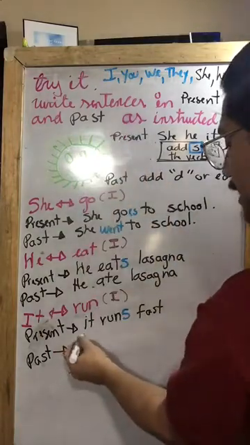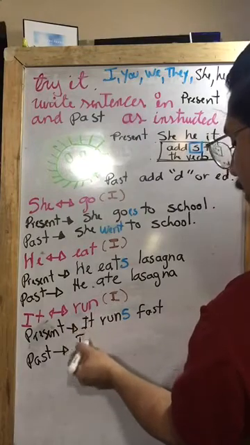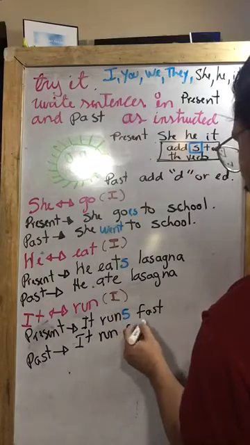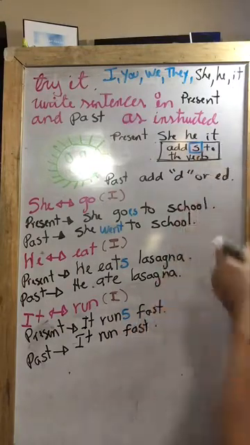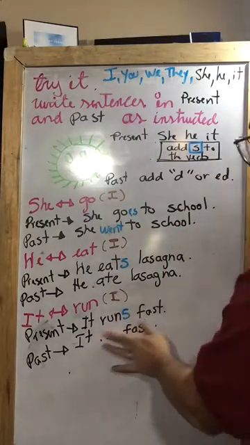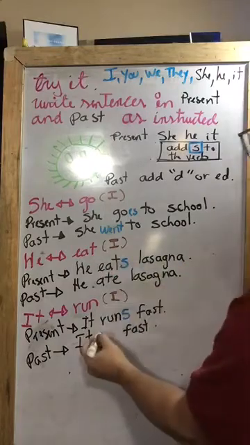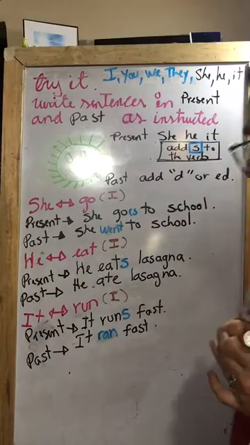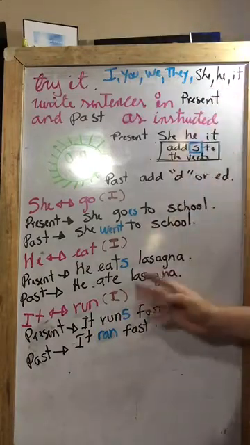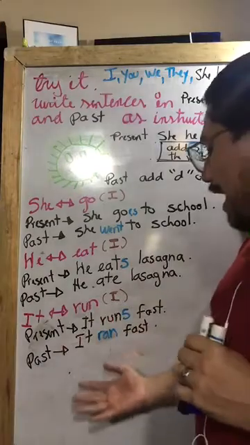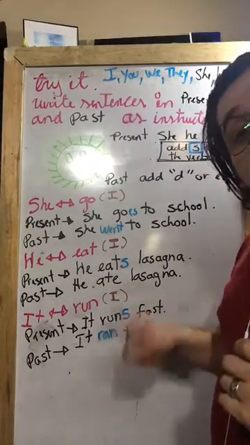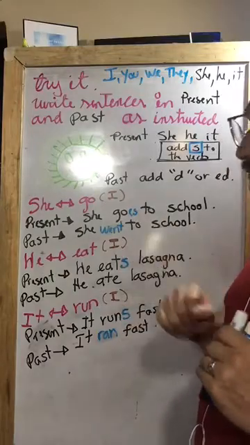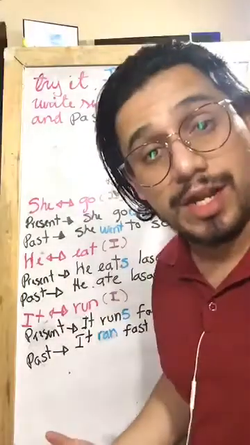So we're writing here, it run fast. But then again, the past tense is not like that, so we write the correct form. It ran fast. So as you can see, it's very important that you can see how every word can have a different way to be written if the verb is irregular, when I write irregular, or if it's just regular.